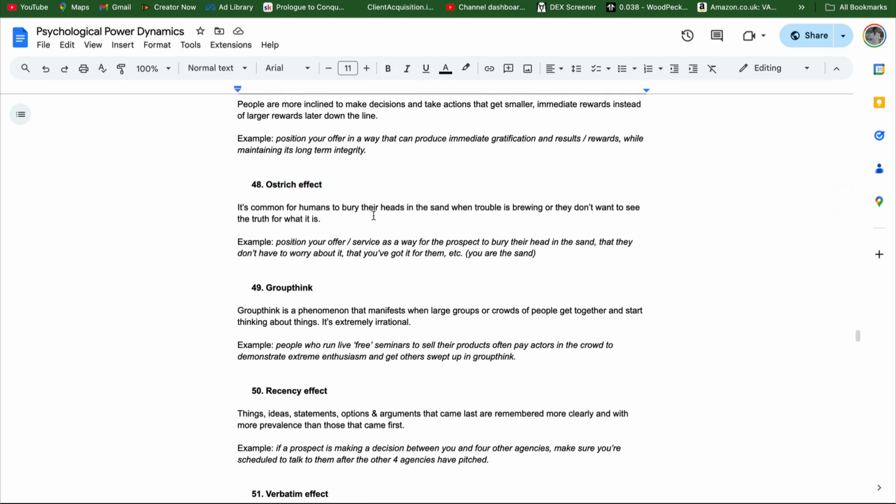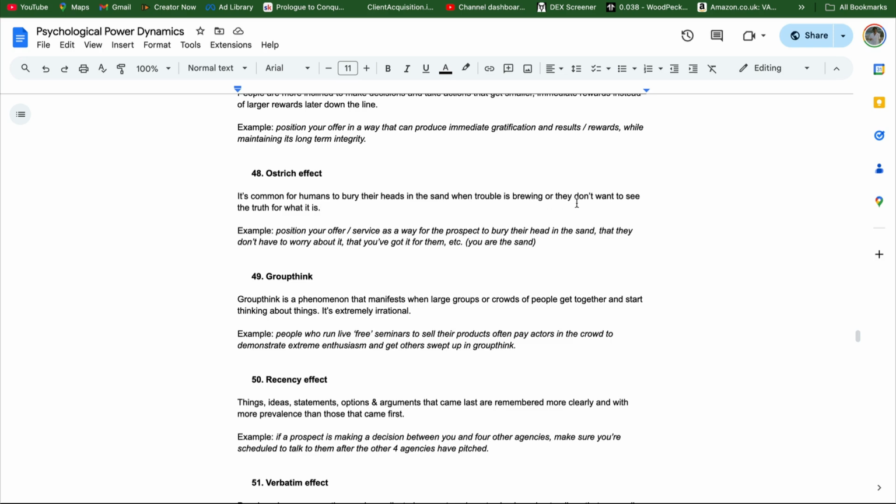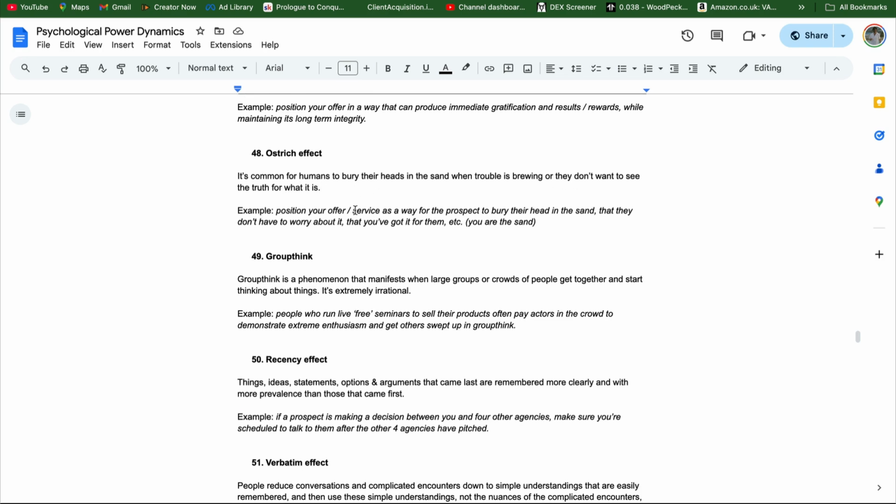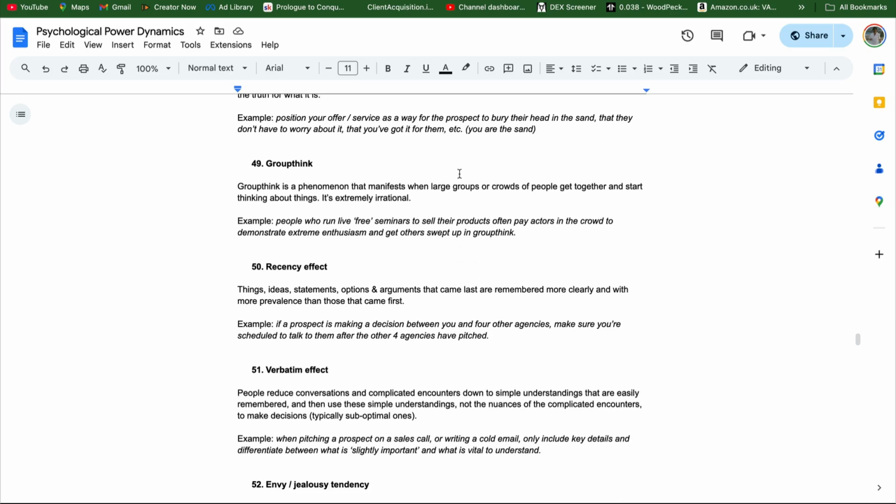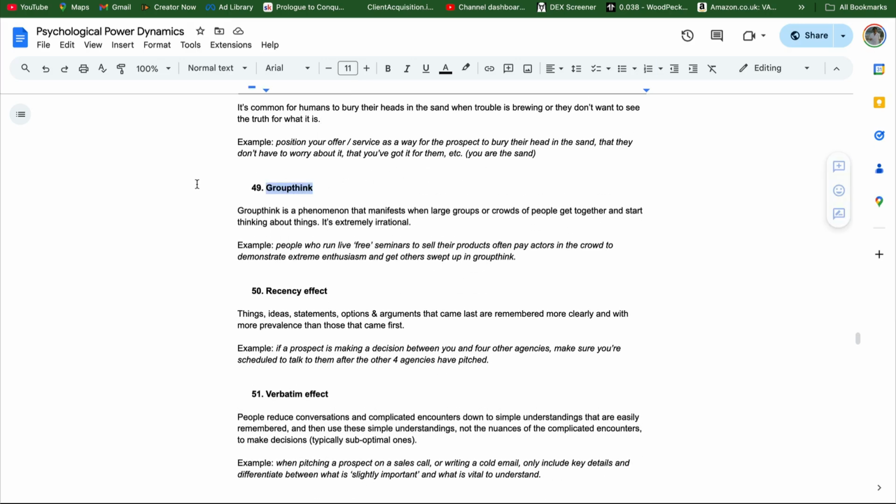48, ostrich effect. It's common for humans to bury their heads in the sand when trouble is brewing or they don't want to see the truth of what it is. So an example is position your offer and service as a way for the prospect to bury their head in the sand. That way they don't have to worry about it, and you've got it for them, right? So you are the sand, you'll take care of it for them, right? It's why done for you stuff does so well.